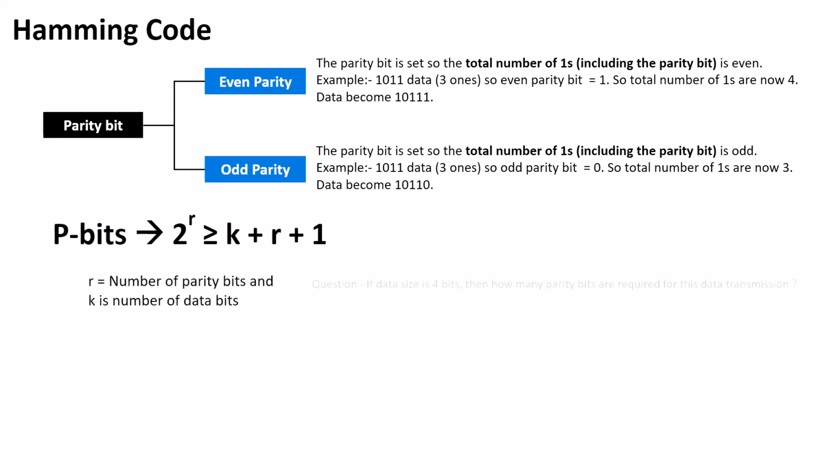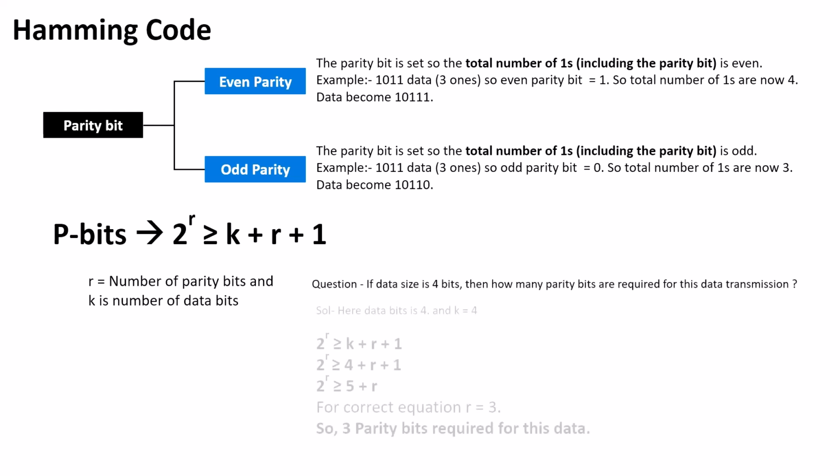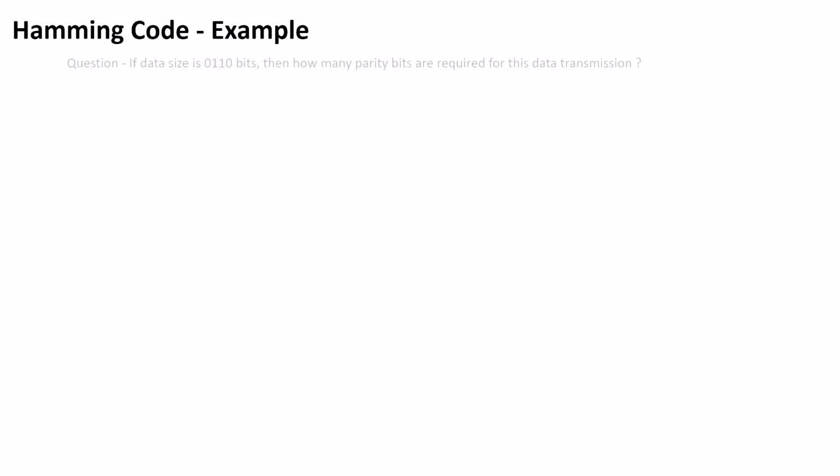Let's take an example. If the data size is 4 bits, how many parity bits are required for this data transmission? From the equation, we can see that for 4 bits of data, we need 3 parity bits. Back to our 4 bits of data, which is 0110. We want to send this data along with parity bits and also see the position of all data bits and parity bits over the transmission.